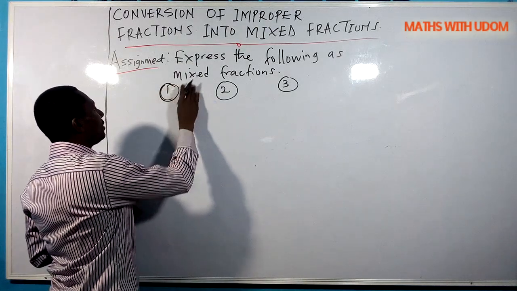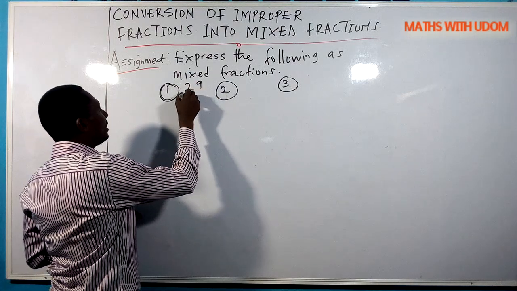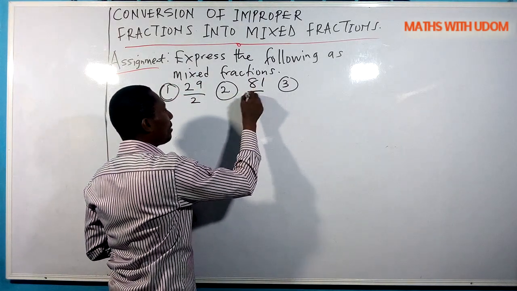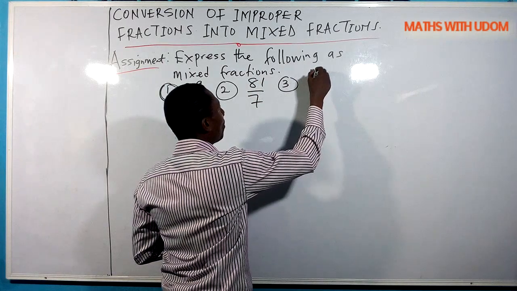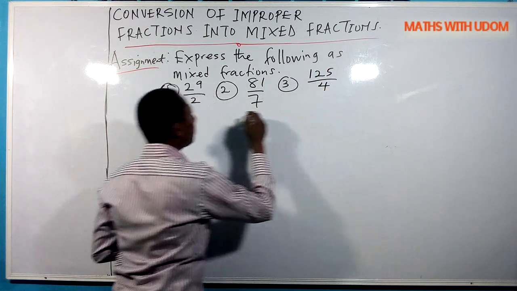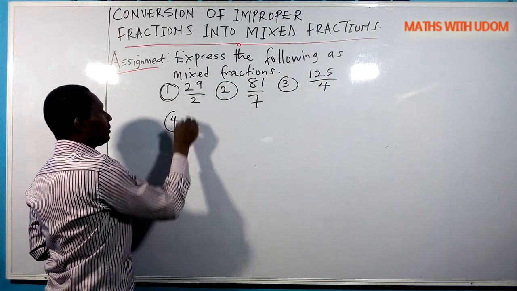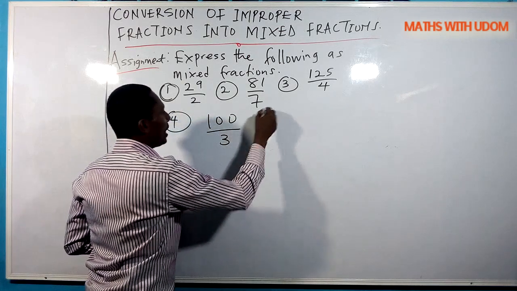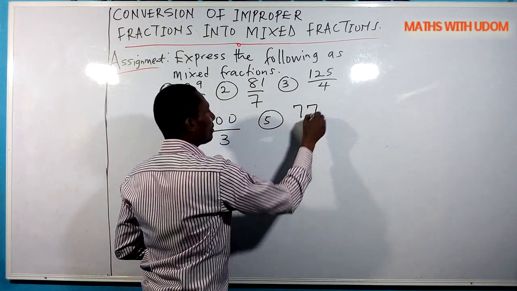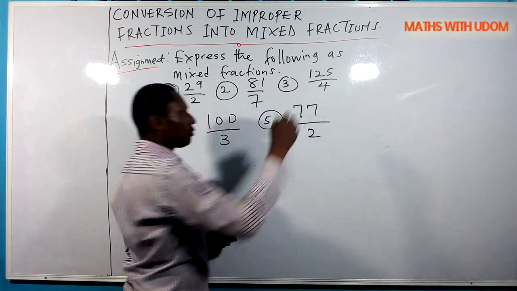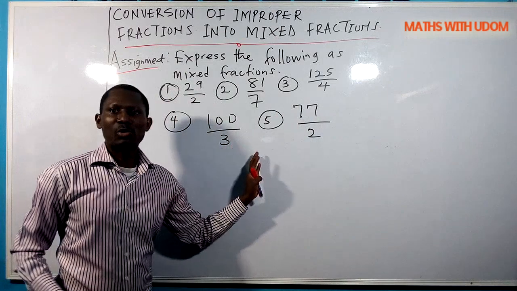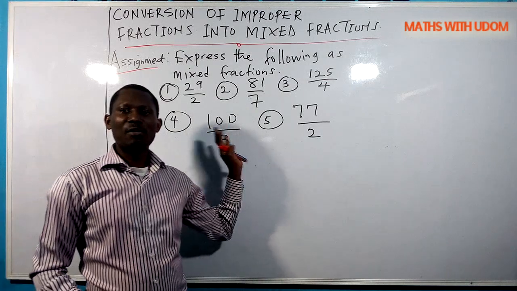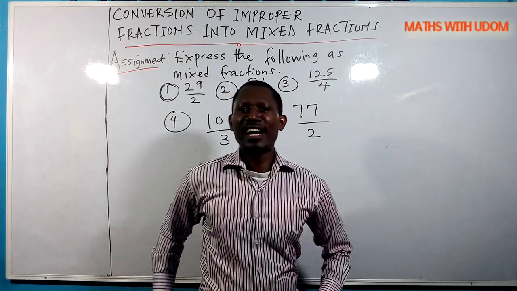The first one is 29 divided by 2. Let's have 81 divided by 7. And let's have 125 divided by 4. And then number 4, 100 divided by 3. And then number 5, let's have 77 divided by 2. So this is your assignment. You have to express the following as mixed fractions.